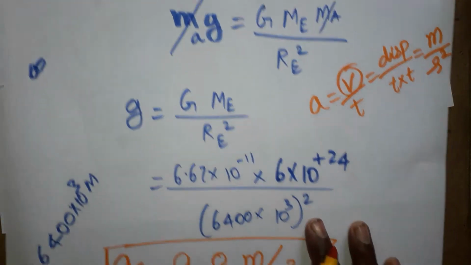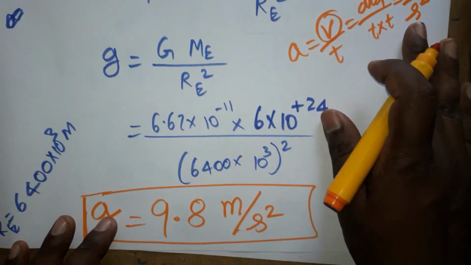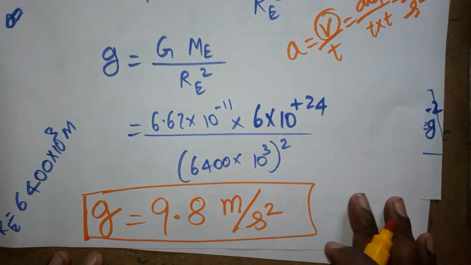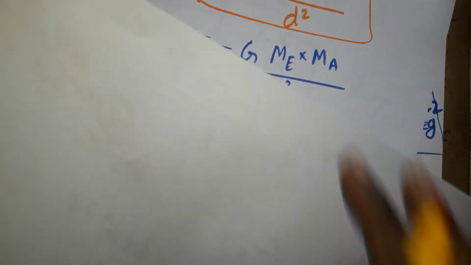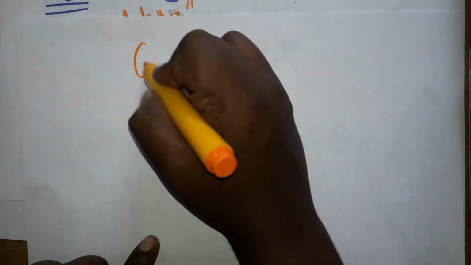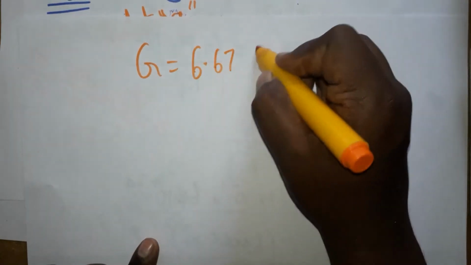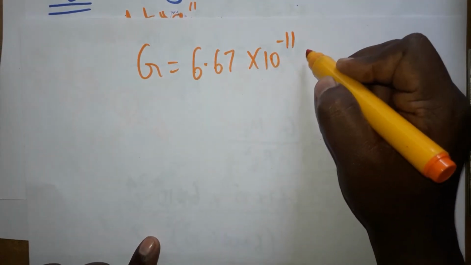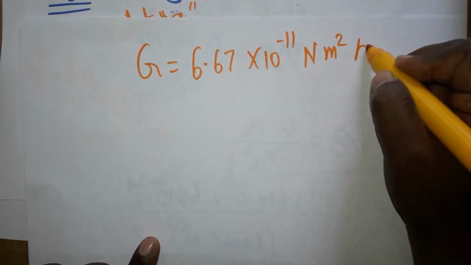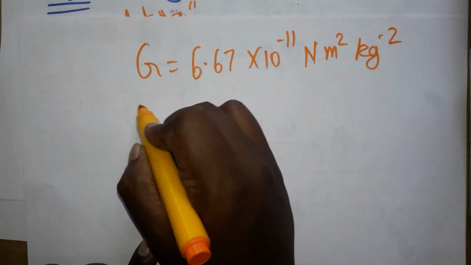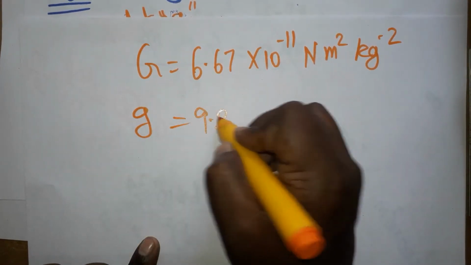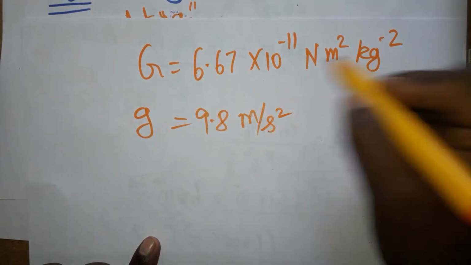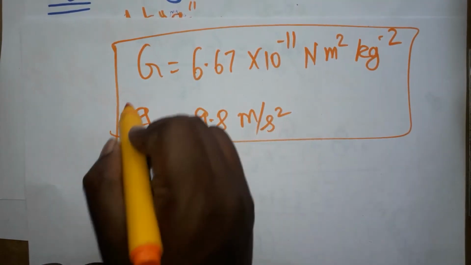Okay, capital G is the universal gravitation constant. Small g is the acceleration due to gravity. See here, capital G value is 6.67 into 10 power minus 11. It is Newton meter square kg minus 2. The same, small g is equal to 9.8 meter by second square. We got what is capital G and small g.